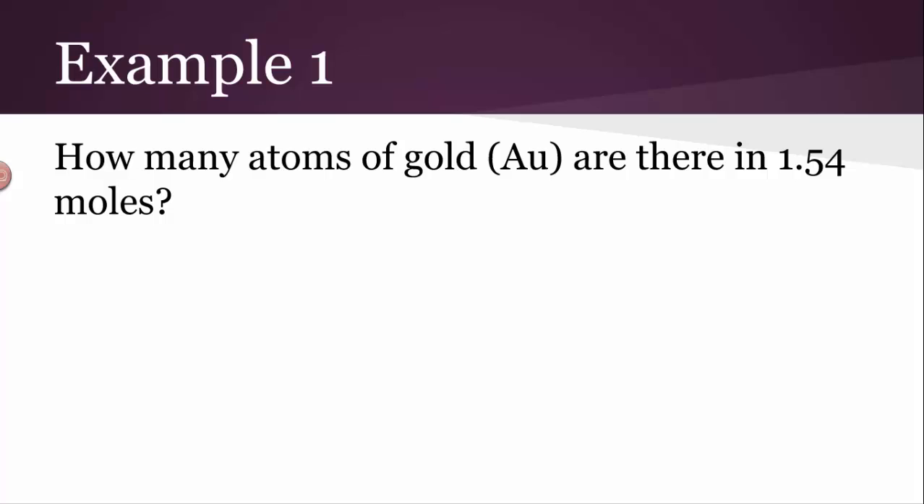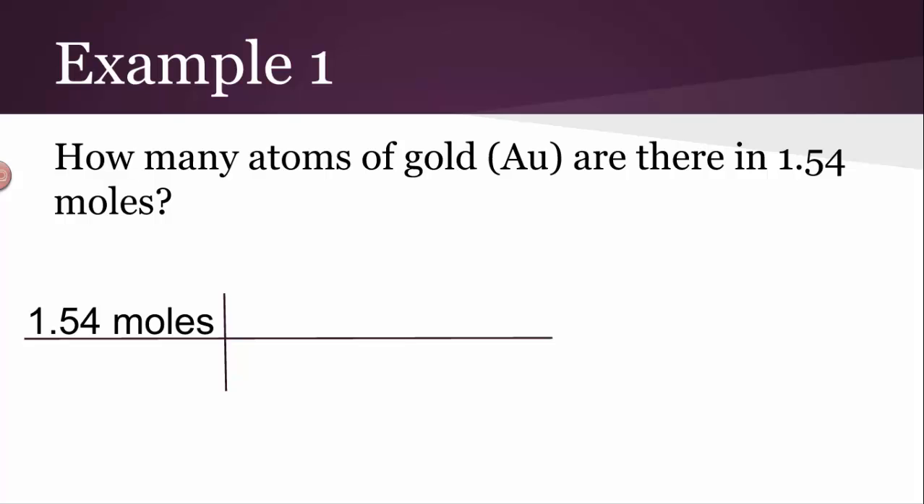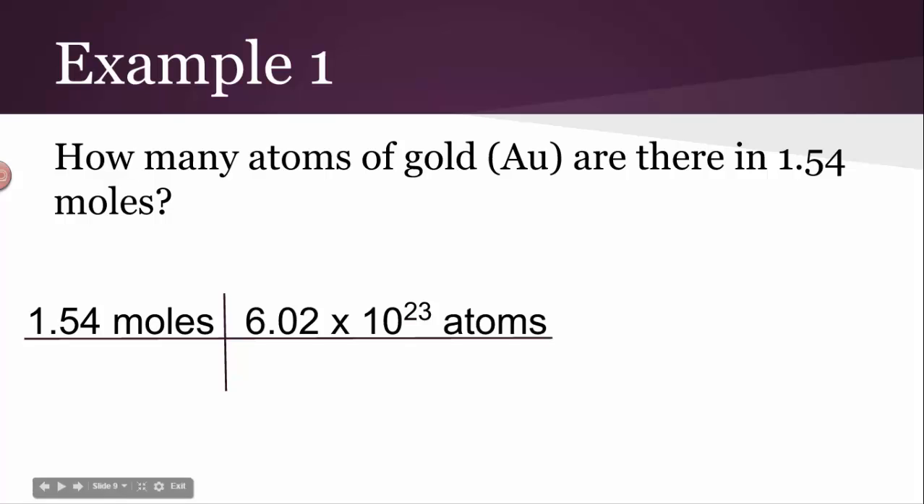So here's what I want you to do on your paper. We're going to solve this. I want you to draw a cross that looks like this. I'm going to draw a little cross. And in the upper left quadrant of this little cross, we're going to write the number that was given to us in the problem, 1.54 moles. And we're not going to write anything underneath it, although if you had to, you could write a 1 under there, but you don't have to. In the upper right-hand quadrant, we're going to write Avogadro's number.